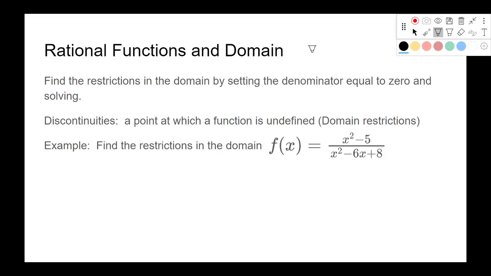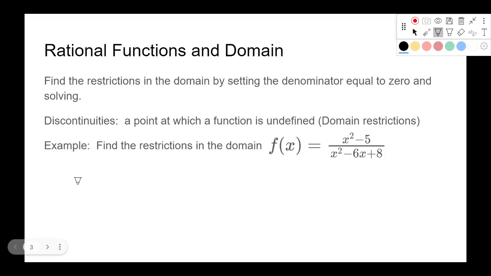Okay? All right, so a lot of these things you've seen before. They're a little more formalized than they were earlier in previous sections, but you're going to see some common themes here as we go along. Okay? So let's talk about finding the domain of a rational function. So you're going to find the restrictions in the domain by setting the denominator equal to 0 and solving it, right? We've done that so far since chapter 1.